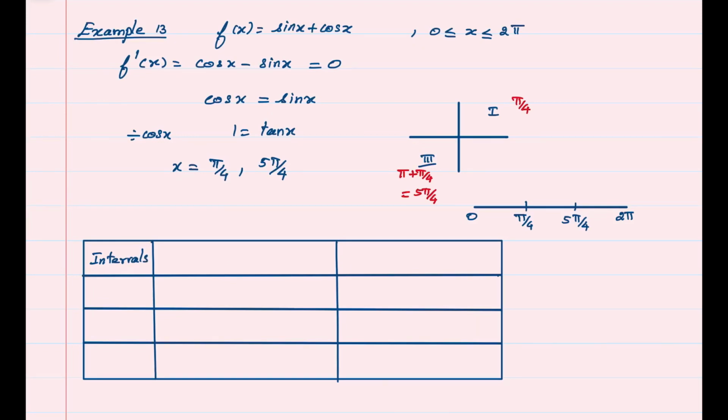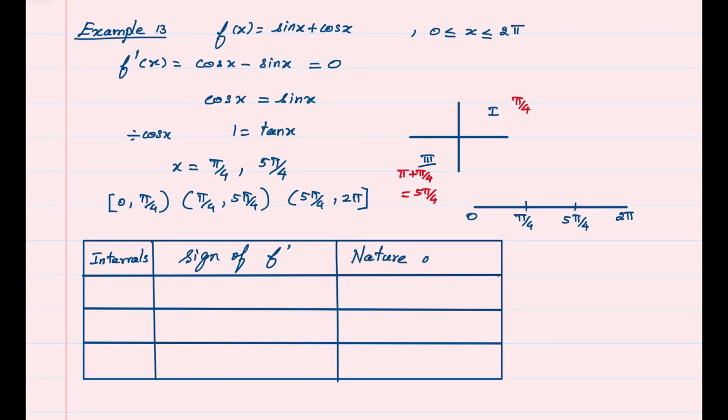Here in the question we have to check whether it is strictly increasing or strictly decreasing. So we should not include the critical values in the intervals. The intervals are 0 to pi by 4, pi by 4 to 5 pi by 4, 5 pi by 4 to 2 pi. 2 pi and 0 should be included because the domain is 0 less than or equal to x less than or equal to 2 pi. 0 and 2 pi are already there in the domain. Only at the critical values we have to write the open intervals. We will write the intervals 0 to pi by 4, pi by 4 to 5 pi by 4, 5 pi by 4 to 2 pi, closed at 2 pi.